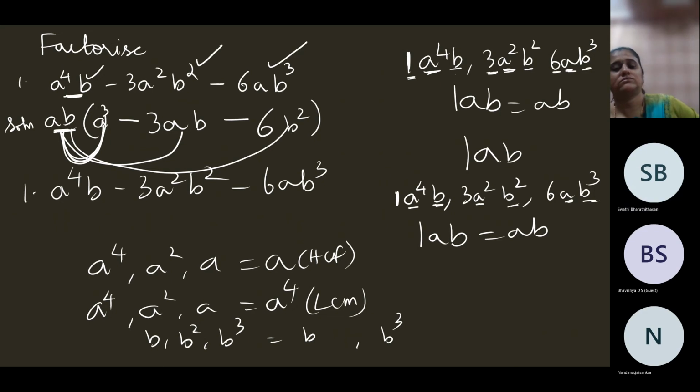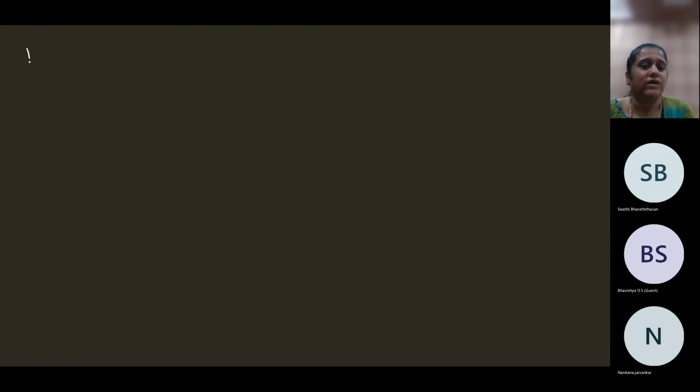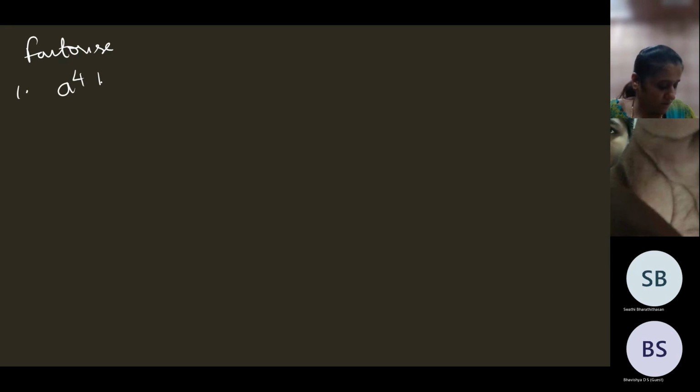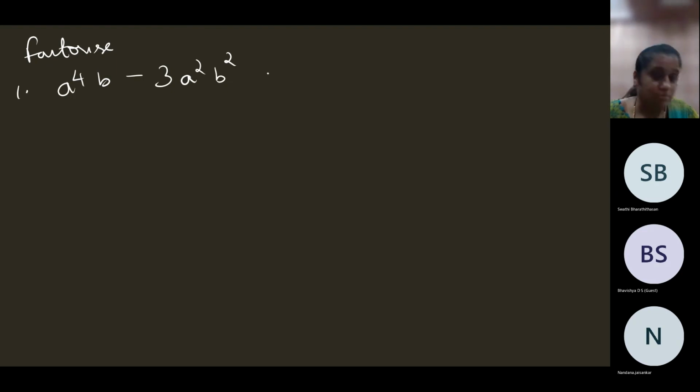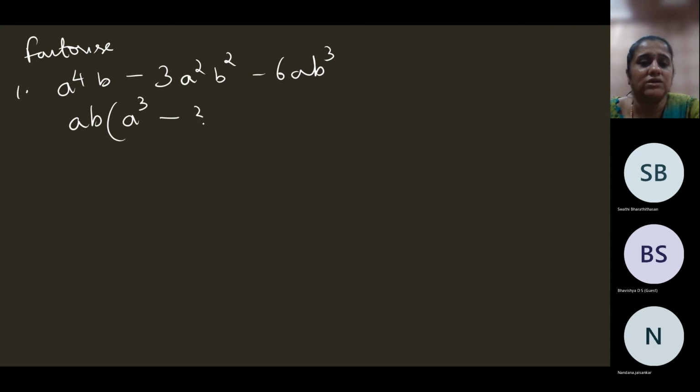Understood, all of you? Okay, let me just write this neatly again. The heading is factorize. First one, we have three terms. I'm doing the same thing again. a to the power 4b minus 3a square b square minus 6ab cubed. So ab is the common factor, or the highest common factor. a into a cubed is a to the power 4, minus 3ab, minus 6b square.